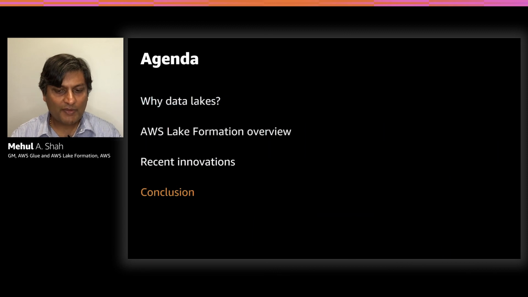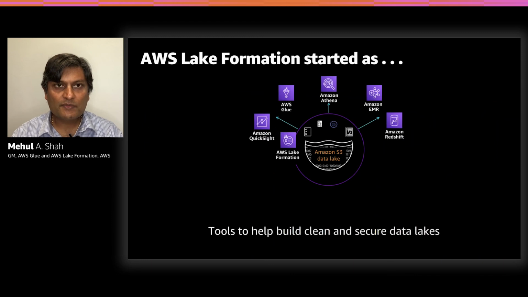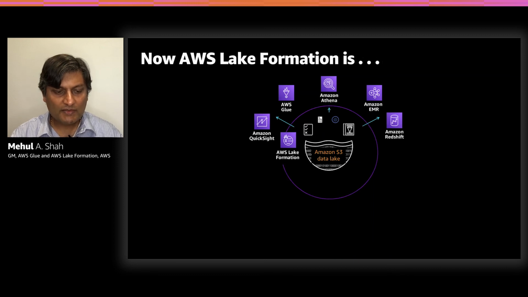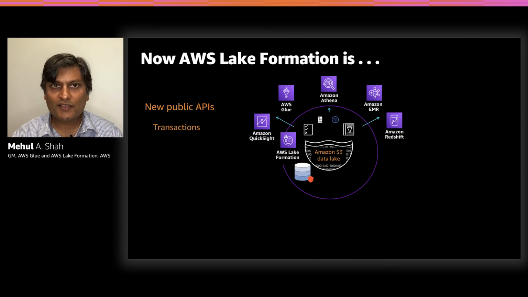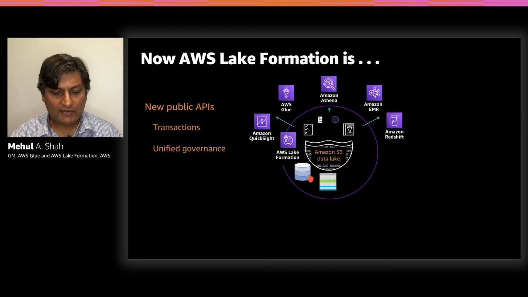All right, so let's wrap up. Last year we launched Lake Formation. It was really designed to help you build clean and secure data lakes on AWS. There are a number of integrated services that you could use with Lake Formation. But since then, we've added a whole bunch of new APIs that support transactions for concurrent and consistent updates, row-level security for unified governance across your data organization, and a number of optimizations that accelerate analytics on your S3 data lakes.